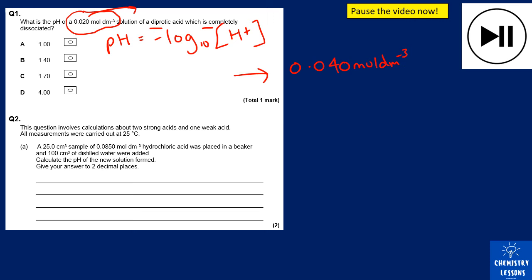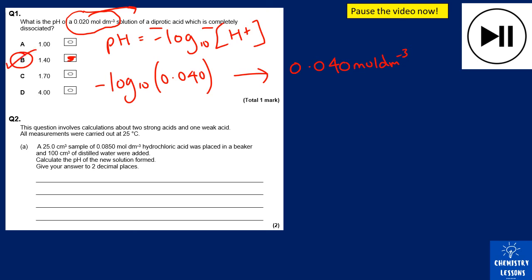It's a strong acid, it's fully dissociated. And now minus log to the base 10 of 0.040 comes out at 1.397 something, which to 2 decimal places is 1.4. Correct answer here is B.